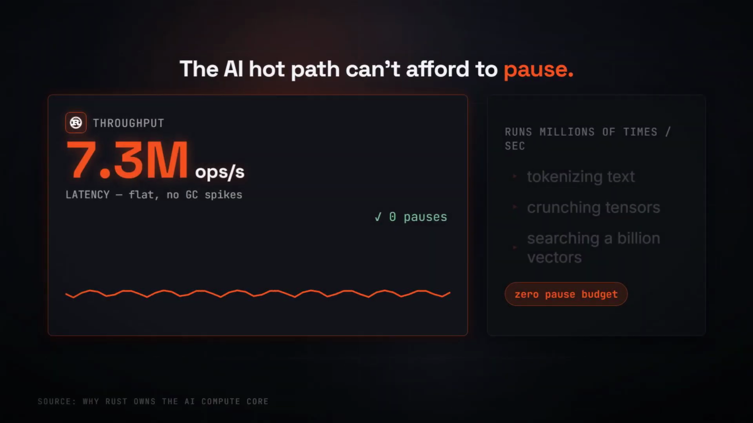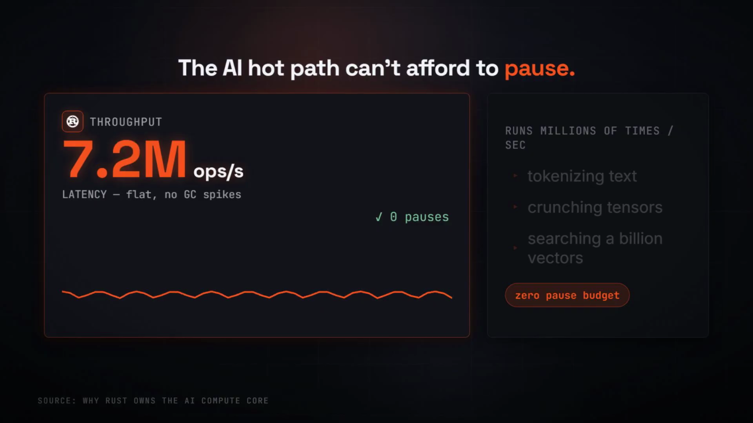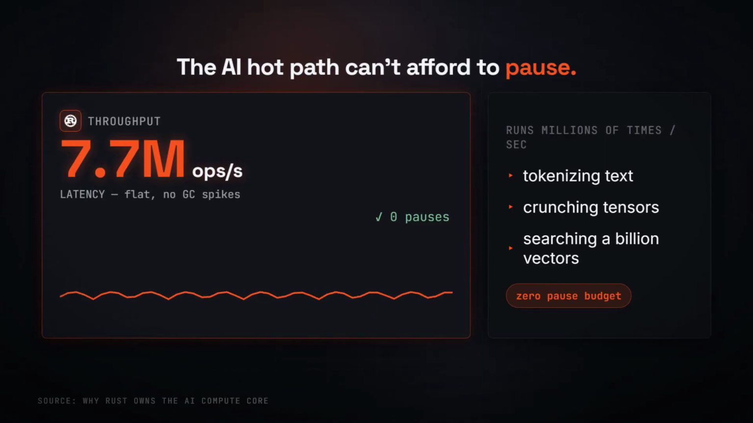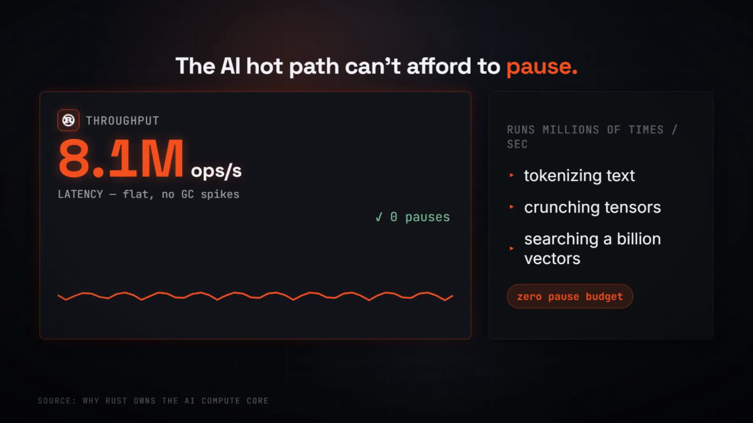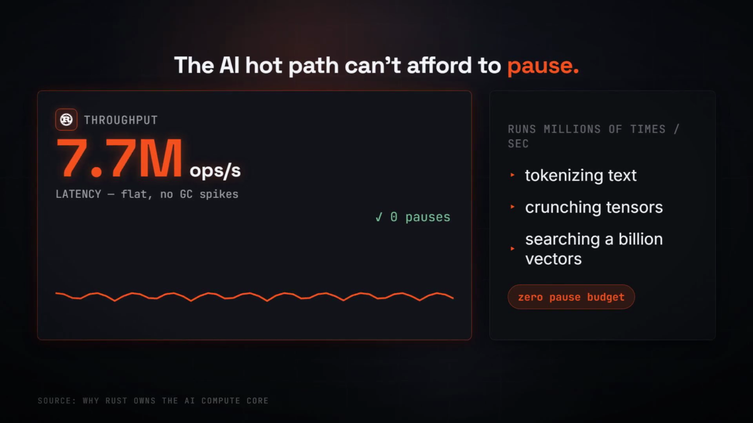Why Rust for the core? Because that code runs millions of times a second and cannot afford to pause. Tokenizing text, crunching tensors, searching a billion vectors, a garbage collector hiccup there is a latency spike everywhere. No collector, C-level speed, and real safety means you can hand it raw memory and trust it.